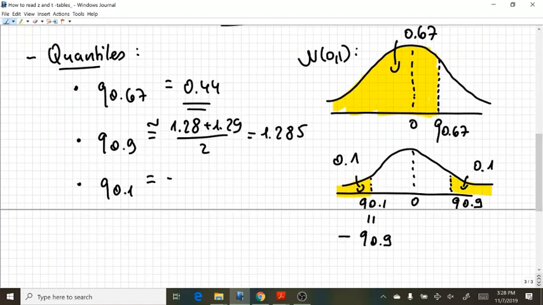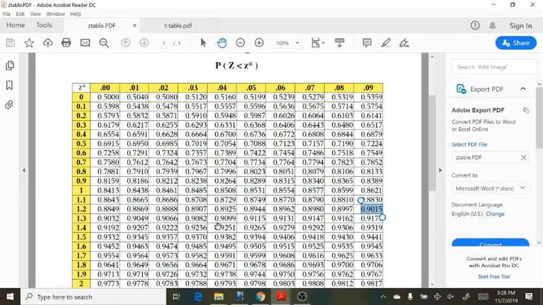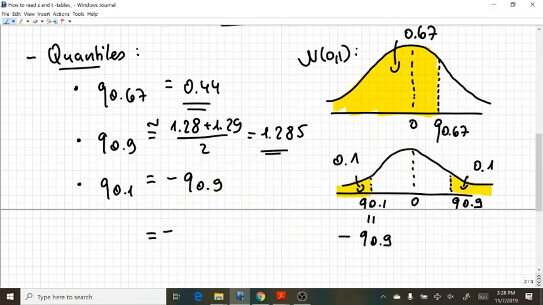So it is the negative of the 0.9th quantile, and if I look for 0.9, which we already calculated previously above, it will be the negative of 1.285 approximately, right?